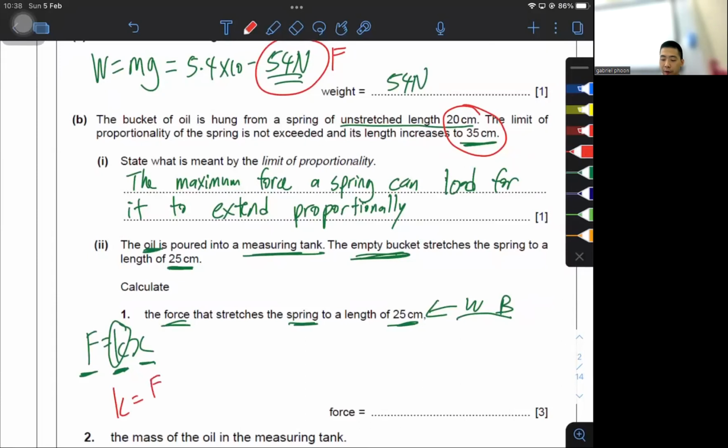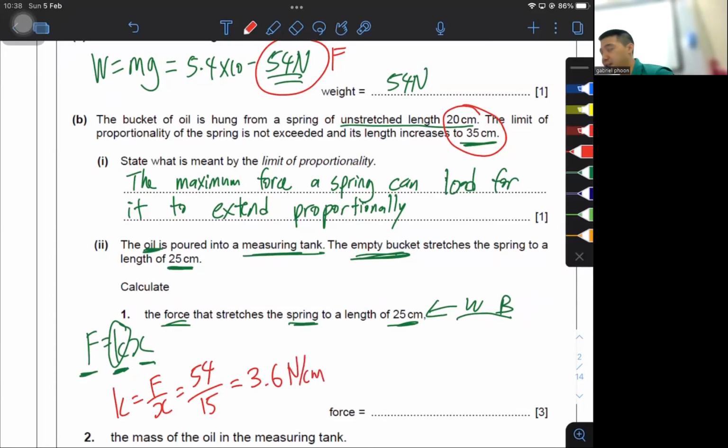K would have been equals to F over X. In this case, would have been 54 newtons divided by, in this case, 15 cm. And your answer here, guys, would have been, how much? 3.6. What's the units for this scenario here? What's the units? Xizhen? Good, it's N over cm.